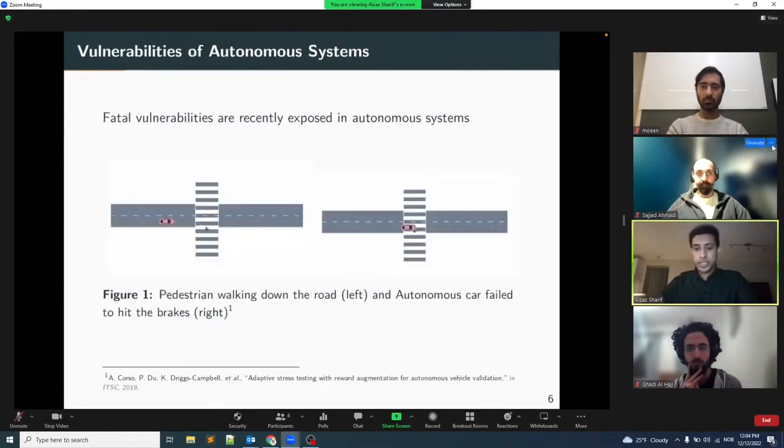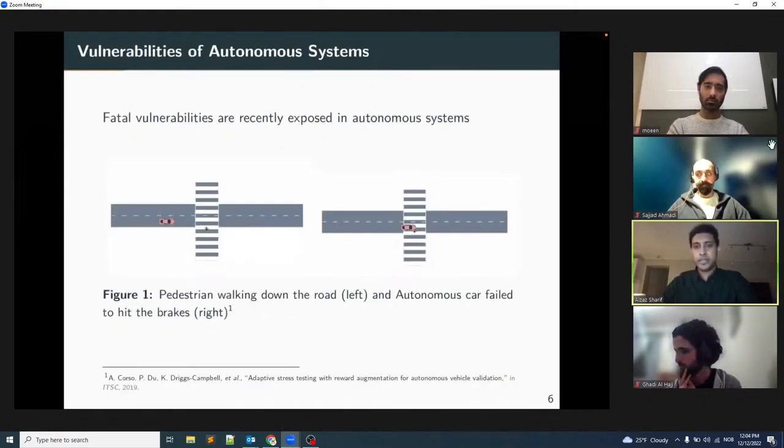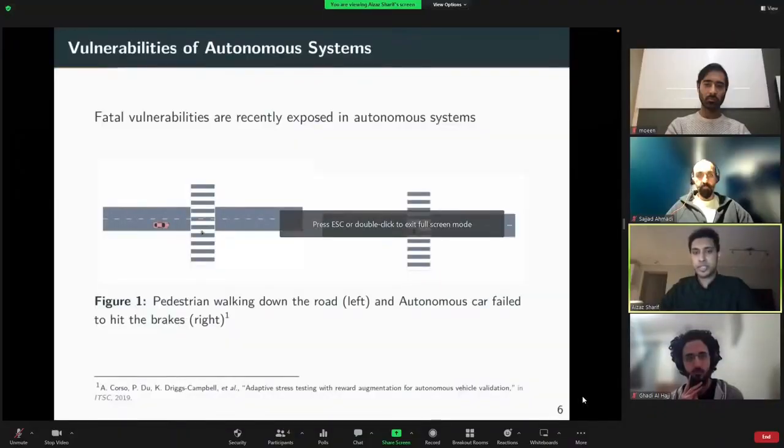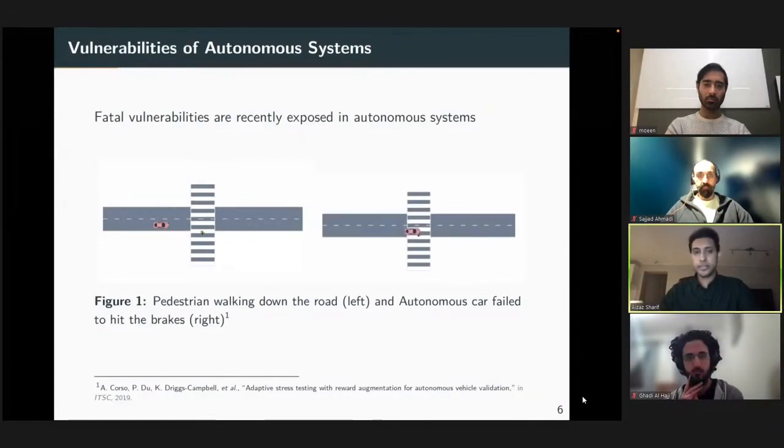And in the past few years, a lot of research has been focused on finding vulnerabilities to expose the failures in autonomous systems. So this is just one example from researchers from Stanford, where they provided a framework to show that autonomous systems failed to hit the brakes when a pedestrian was crossing a crosswalk. And there are many other examples of such vulnerabilities.